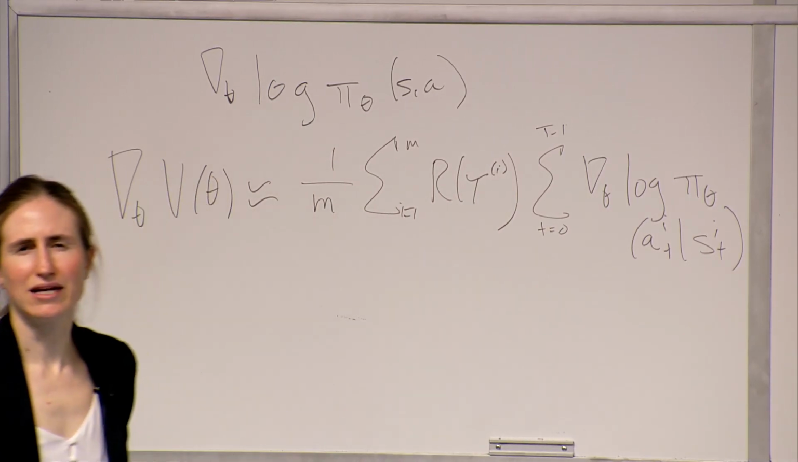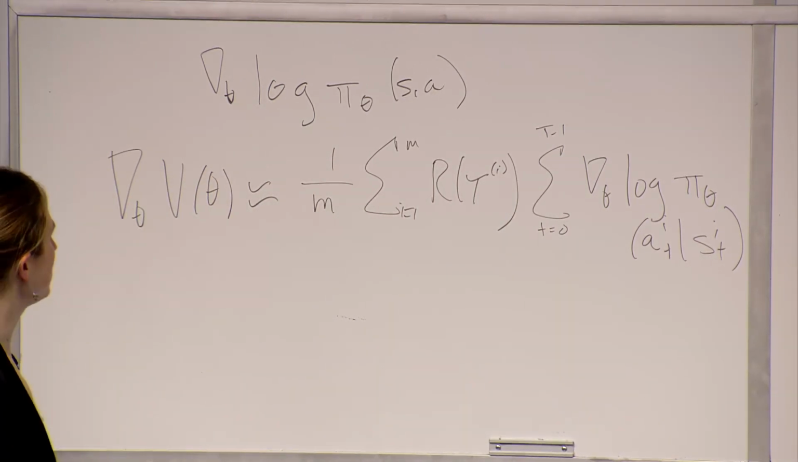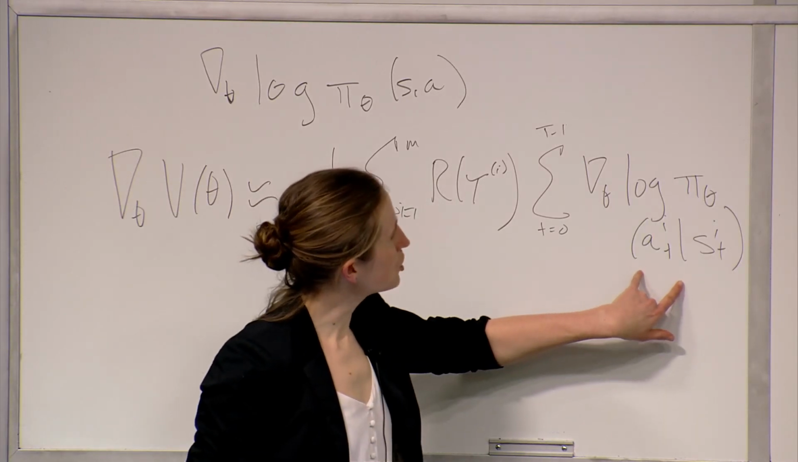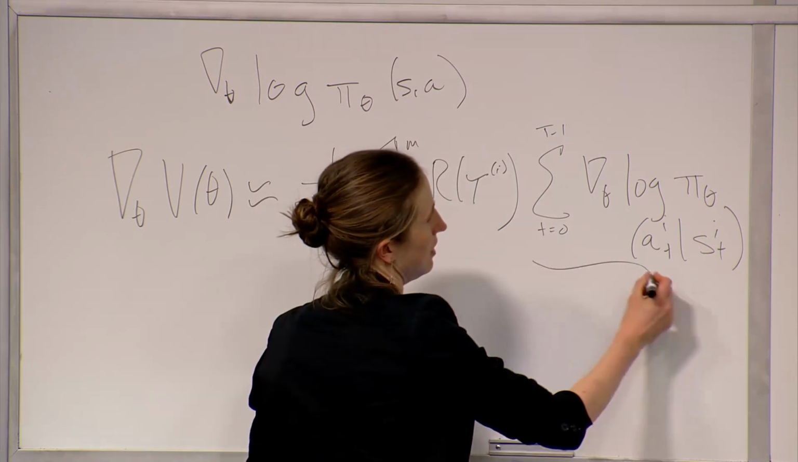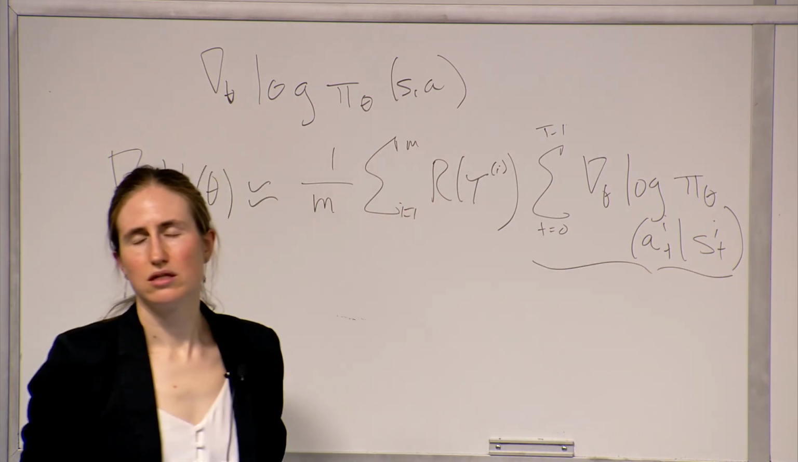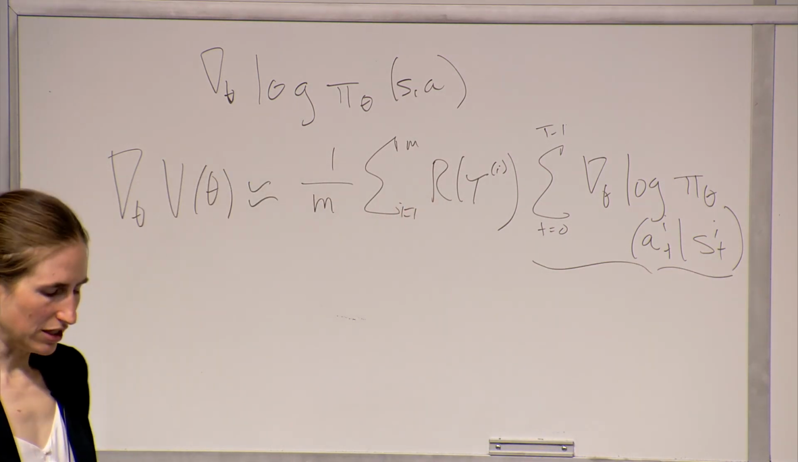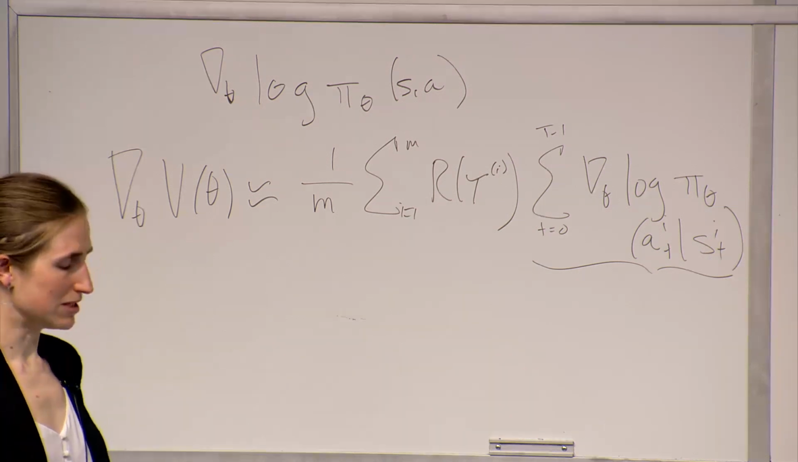Can anybody read that in the back? Okay, great. So these are our score functions. This can be evaluated over every single state-action pair that we saw. And we do not need to know the dynamics model.